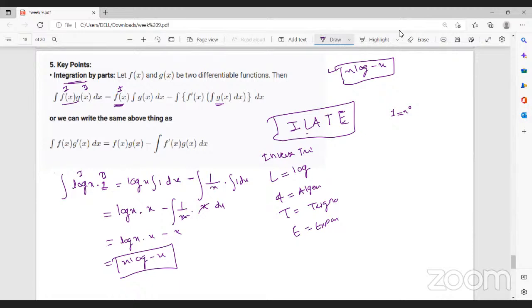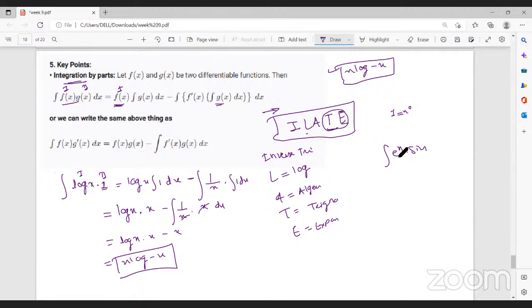Sir, by any chance, if we don't follow ILATE, will the answer be wrong? Yeah, it will be a long procedure. If you consider this as the second function, then again you don't know the integral of log x. So it's just for convenience. Just follow this rule, ILATE. If inverse trigonometric function and log x are present, consider the inverse trigonometric function as the first function. Okay. I will take one example of e to the power x sin x, because this has trigonometric and exponential both.